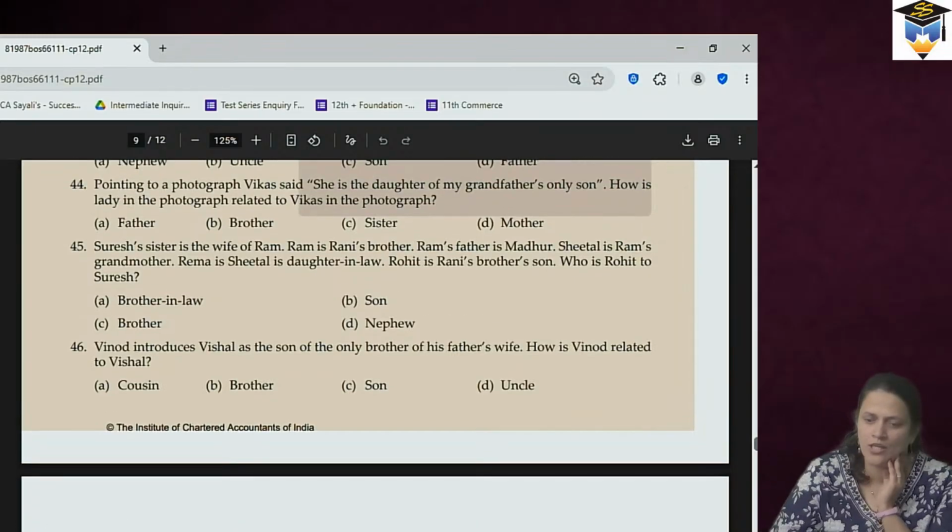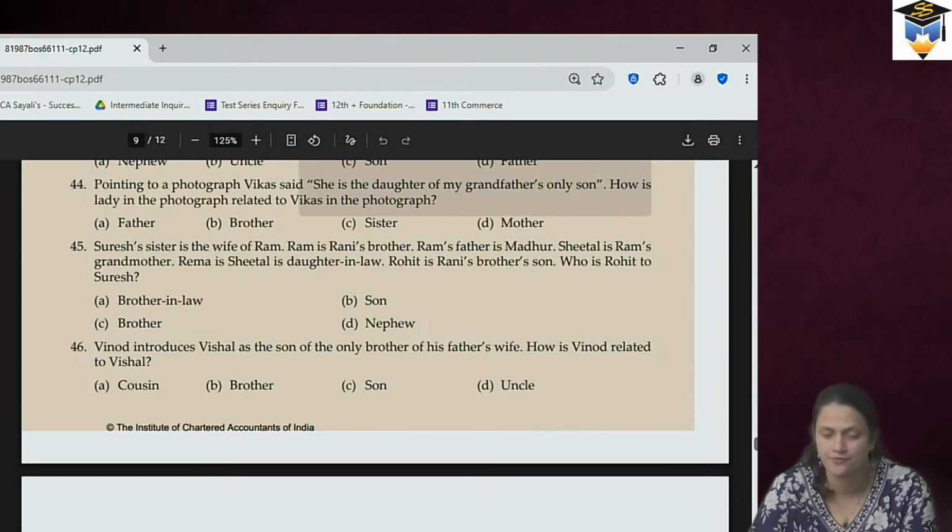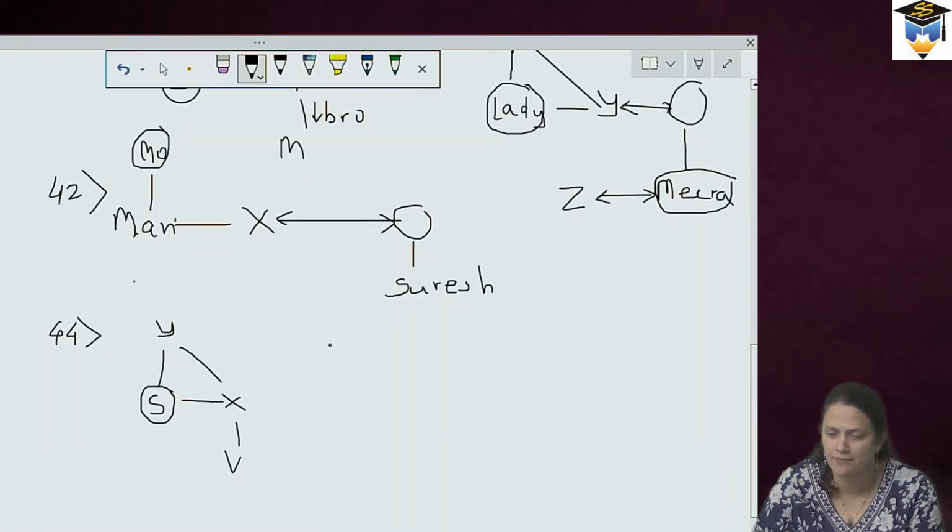45. Suresh's sister is the wife of Ram. Ram is Rani's brother. Ram's father is Madhur. Sheetal is Ram's grandmother. Rema is Sheetal's daughter-in-law. Rohit is Rani's brother's son. So who is Rohit to Suresh? Draw the diagram, everyone. Take your time, draw the diagram. Diagram drawing is very important.